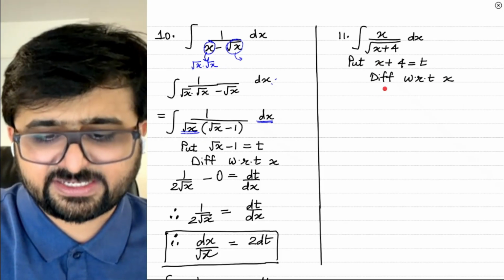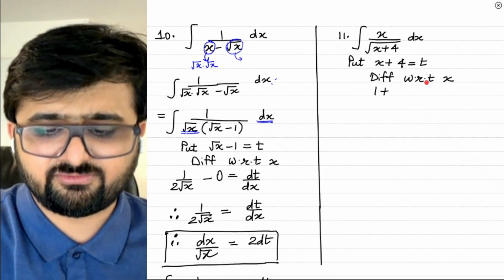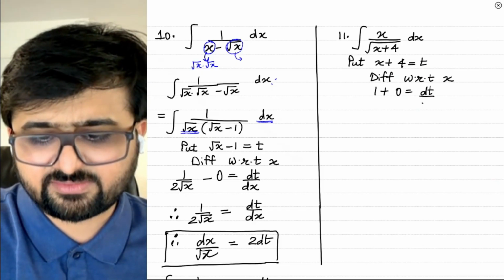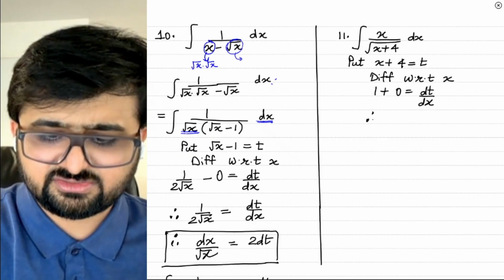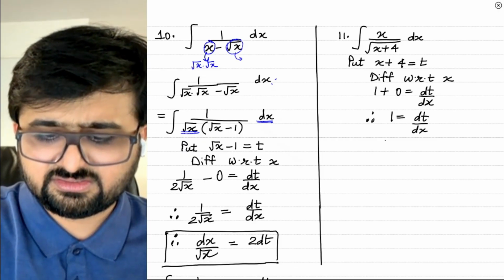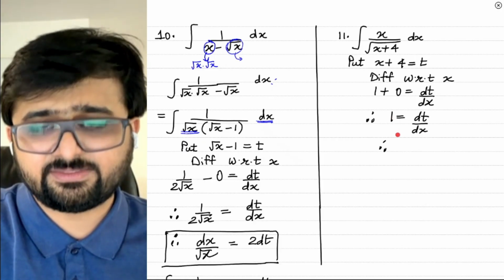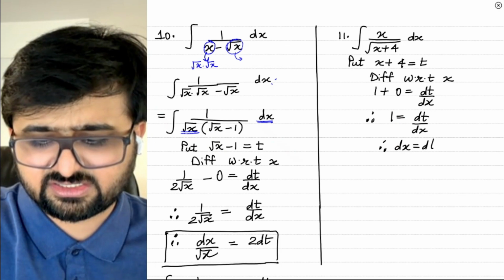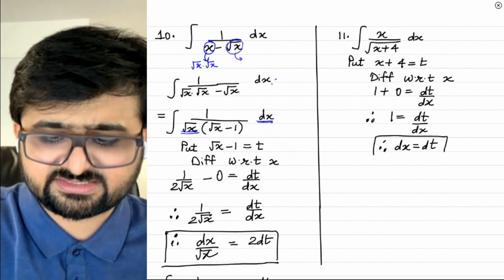Derivative of x with respect to x is 1. Derivative of 4 with respect to x is 0. Derivative of t with respect to x is dt by dx. So therefore, we have 1 is equal to dt by dx. Therefore, just dx multiplies on here. So we have dx is equal to dt. So dx and dt both are same.